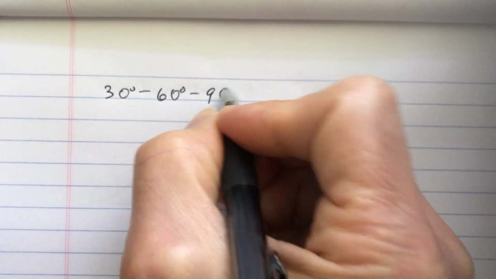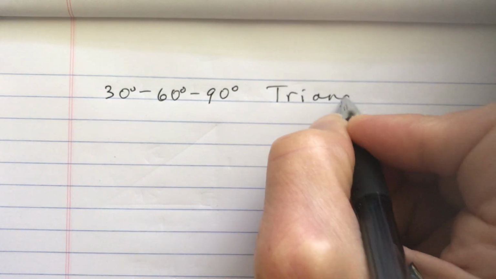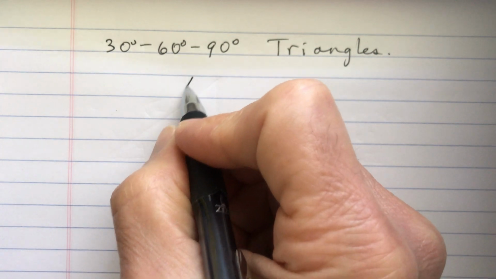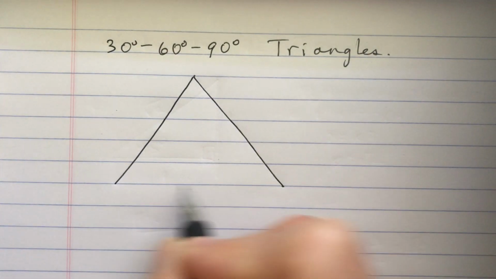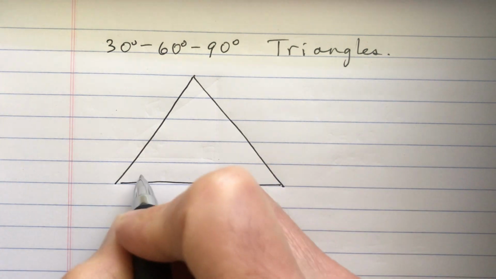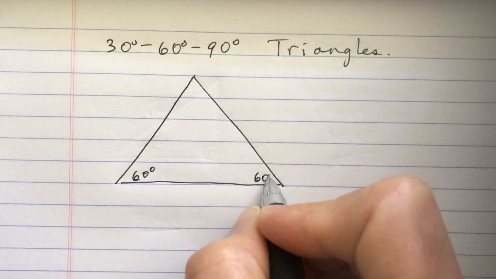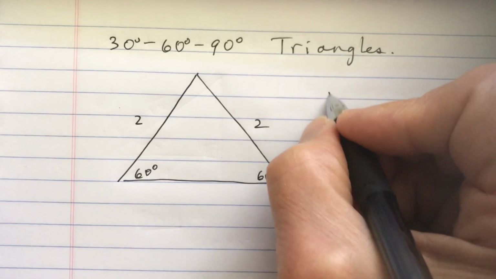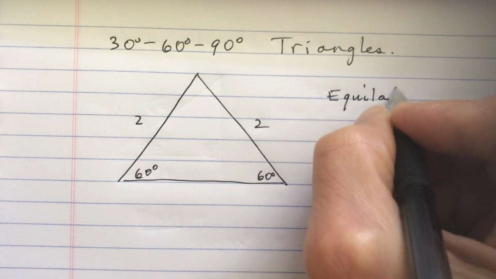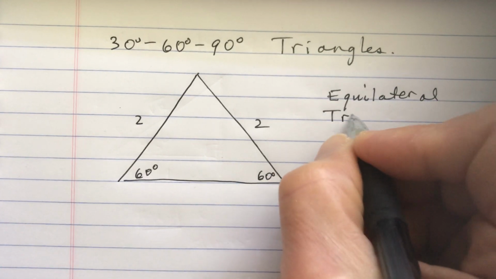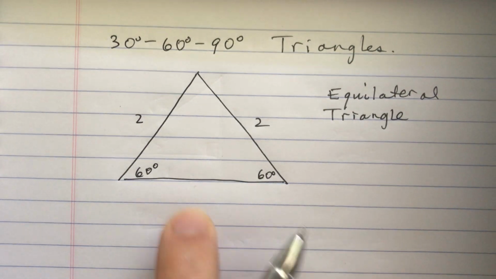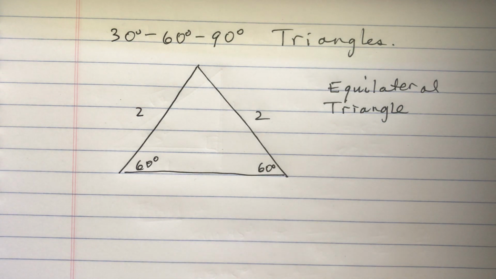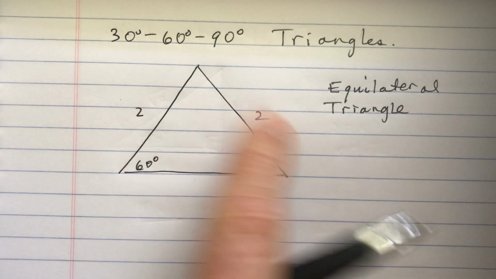30-60-90 triangles. So the way we can start, which is pretty normal, pretty typical, is we start with this equilateral triangle here. And what we do is we assume that the sides have all the same length, and we assign 2. It doesn't matter, except it makes it easier if we make it 2.